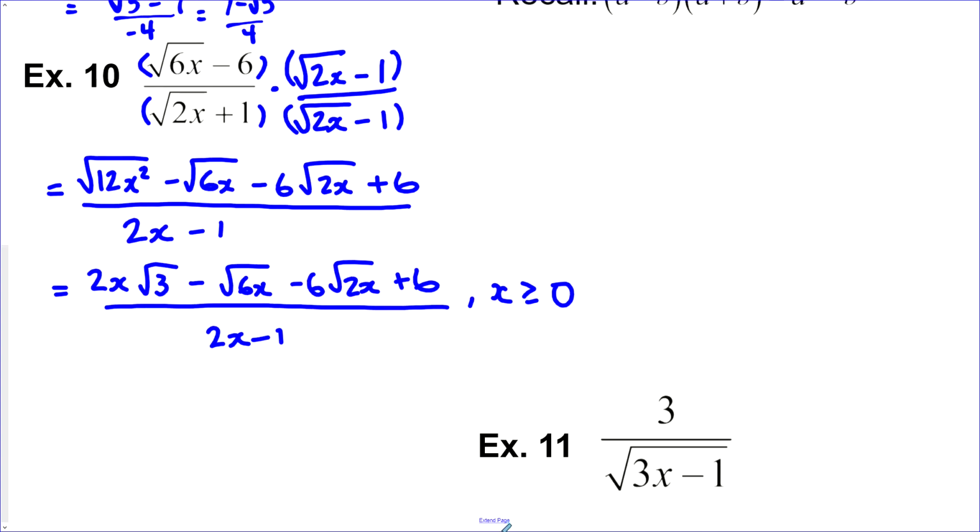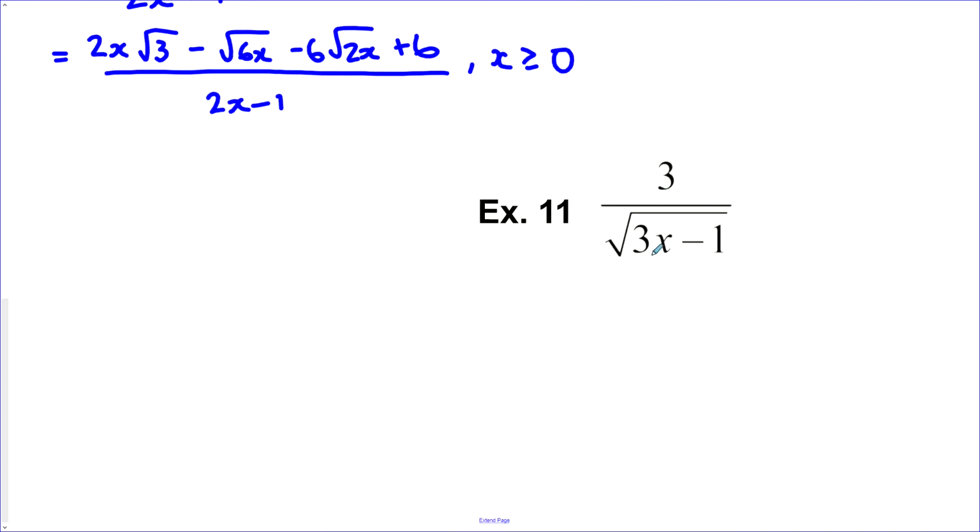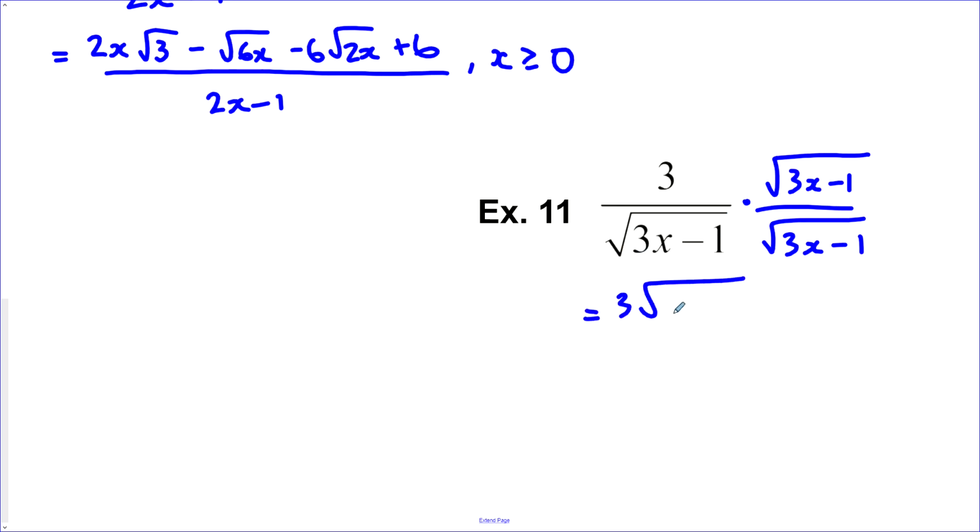Last example. This one looks like a binomial at first, but it's not really. The binomial is under the vinculum, and so this one is a single term. So rationalize it like you would single terms. Just multiply it by it once. No conjugate here, because it's all under the same radical sign. 3x root 3x minus 1. In the denominator, we got rid of the radical.